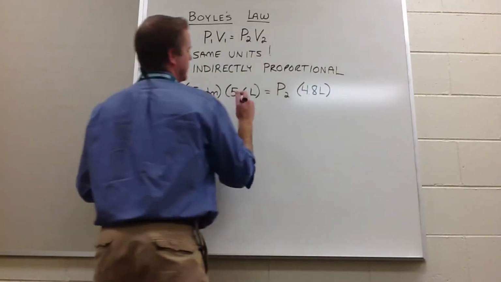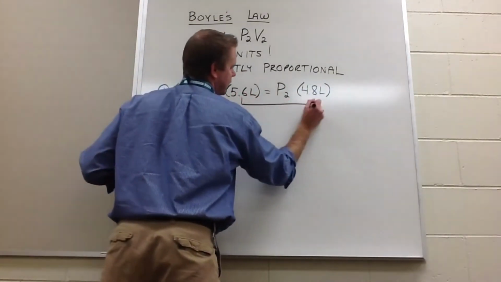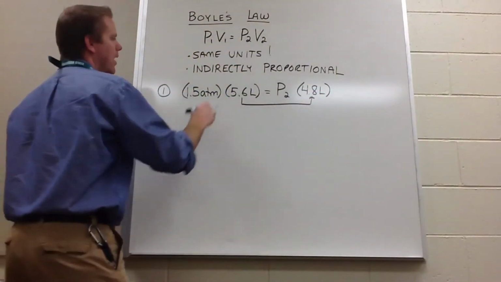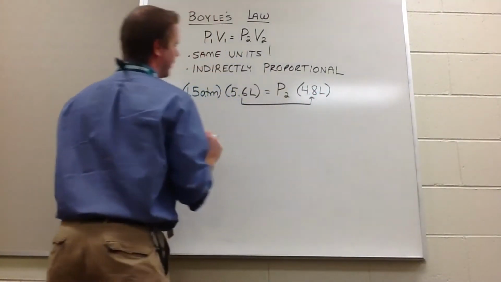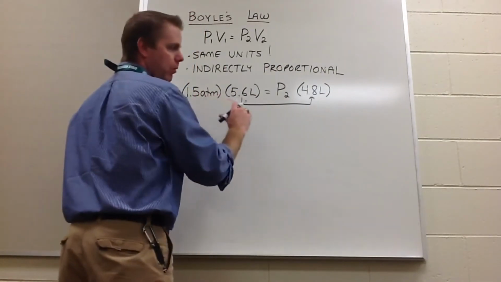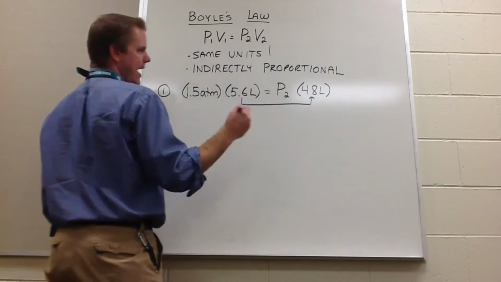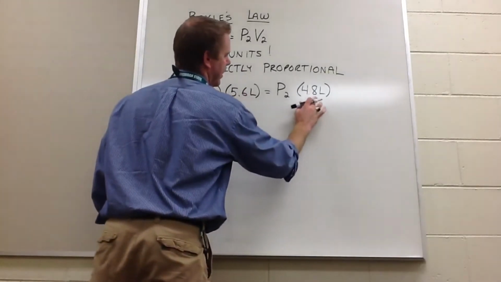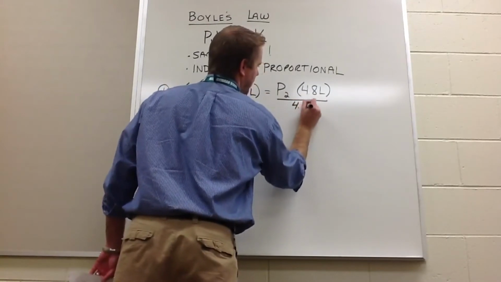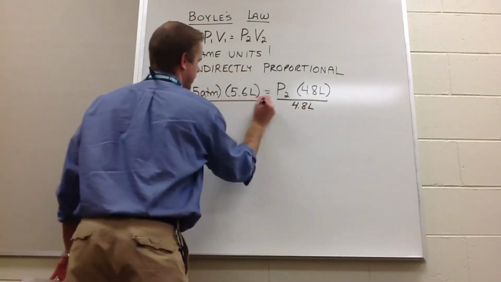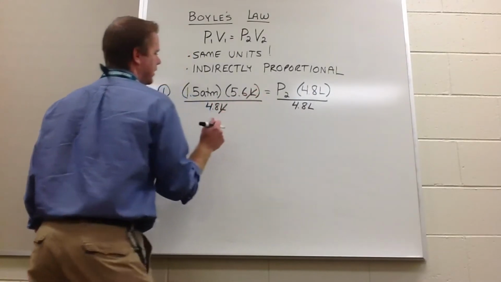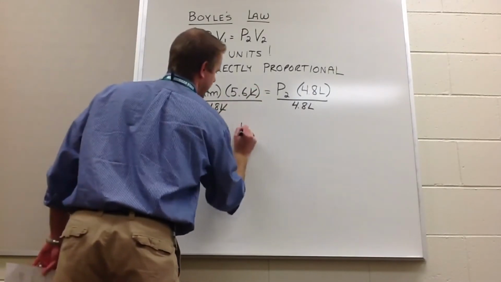So let's make a prediction. 5.6 to 4.8 means it went down. Well, if inversely proportional is the relationship here, we could predict that the pressure should go up. Well, you do your math on it, right? So this is just basic algebra now. You take both sides and you divide by 4.8 liters. Liters cancels liters, leaving you atm as your unit.